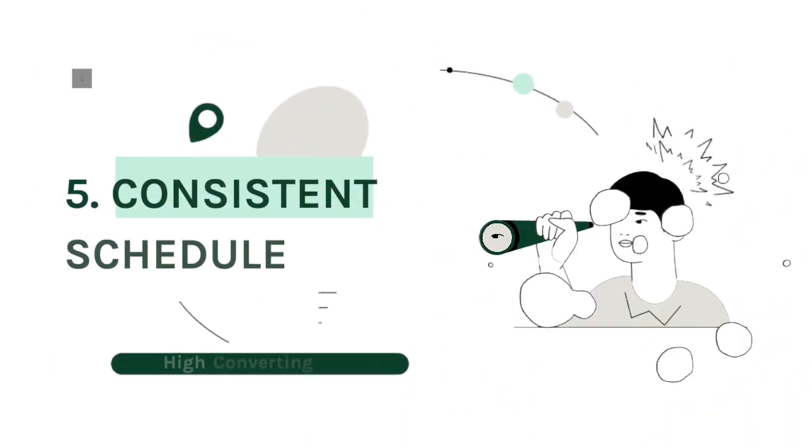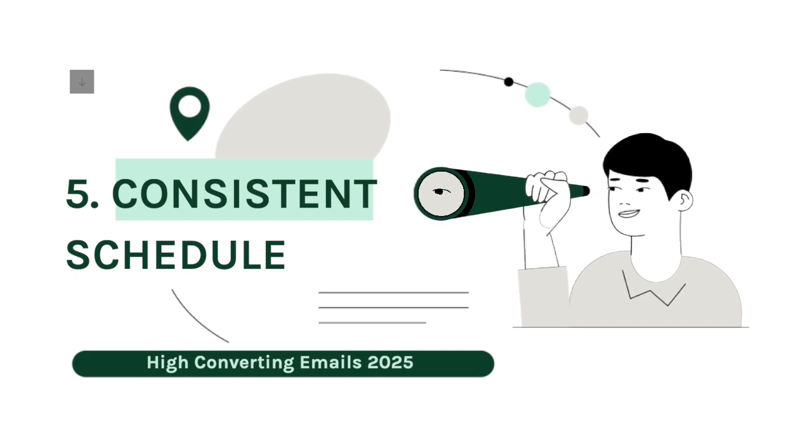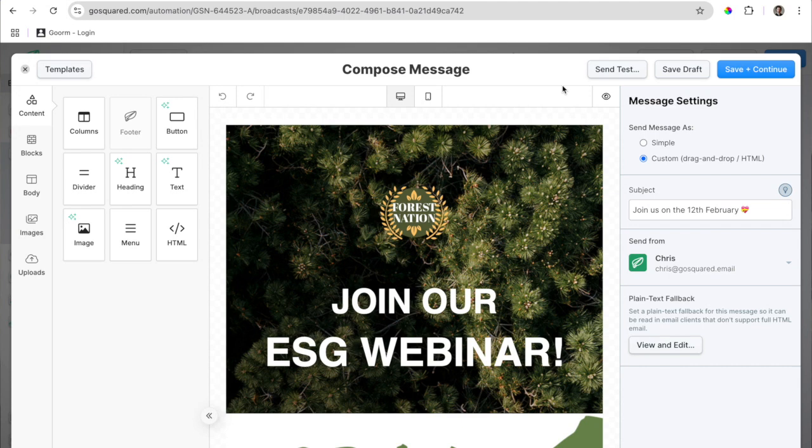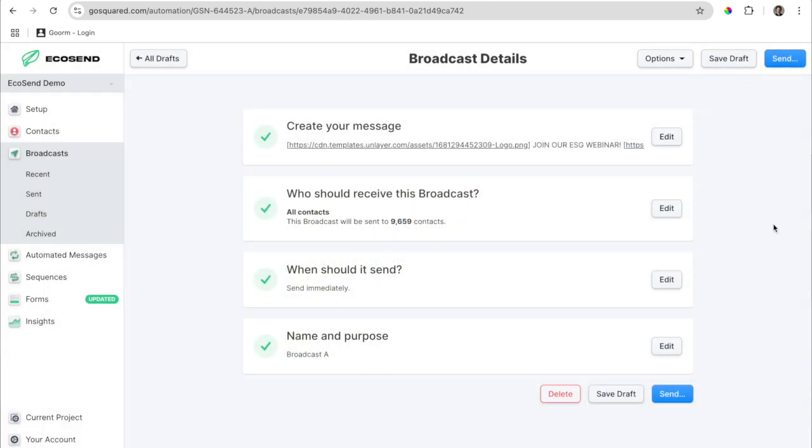Tip number 5, optimized and consistent sending schedule. Now, I don't know when the best time is for you to send out your newsletter campaigns. Only you know your audience well enough for that. So do some testing. Once you've found that sweet spot, make sure you stick to that schedule religiously. As humans, we're creatures of habit. We like things to be expected and regular. So if you're running a newsletter, make sure you stick to a consistent, optimized sending schedule.